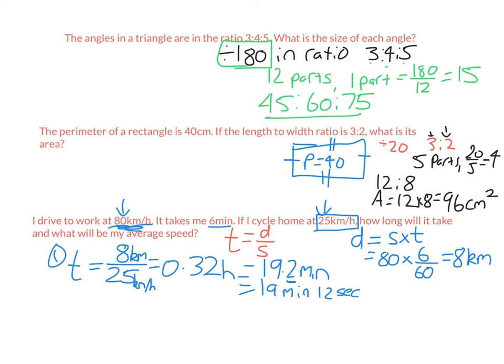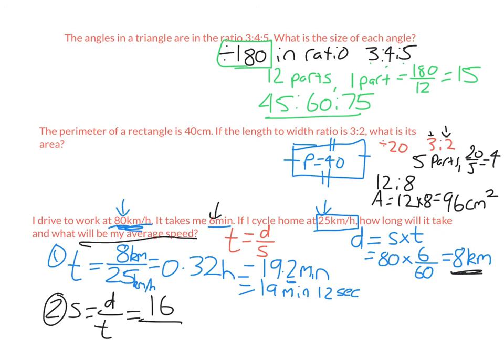The second part of the question, which I'll do in black, I want to find average speed. So speed equals distance over time. I figured out that the distance to work is 8 kilometers. So the total distance there and back will be 8 times 2, which is 16 kilometers. Now, I figured out I'm 6 minutes driving, 19 minutes and 12 seconds is spent cycling. So total is 25.2 minutes, or 25 minutes and 12 seconds.